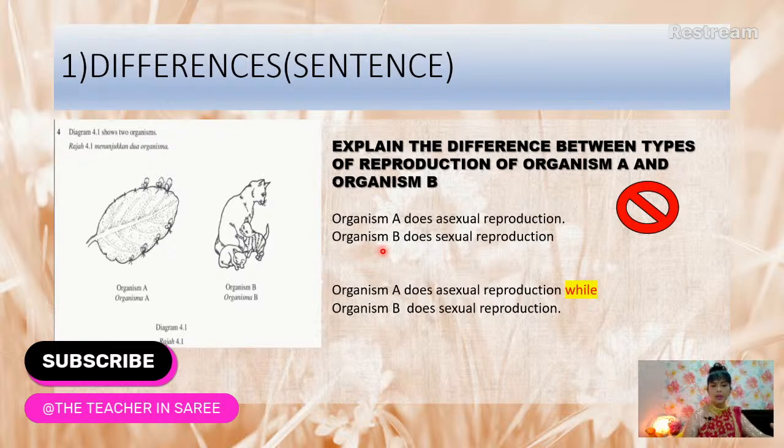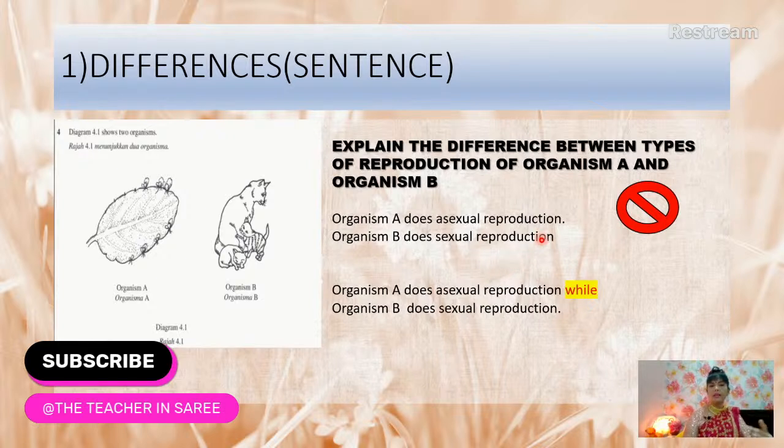Okay. So look at this. As usual, my style is I always give the wrong answer first so that you know that if you've been doing it this way all this while, it's high time you change your style. Okay, let's see this. Organism A does asexual reproduction, dot. Organism B does sexual reproduction, dot. So this is what you should not do. When you are comparing, you have to do it in the same sentence. That is the golden rule.